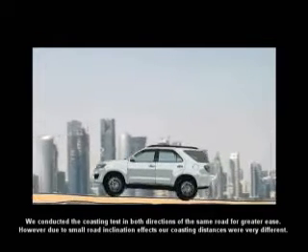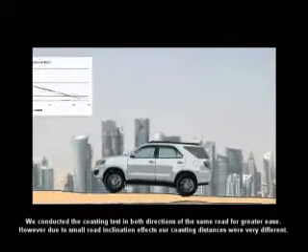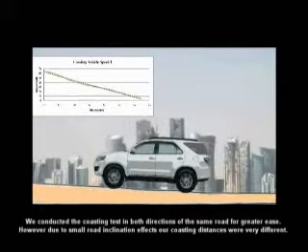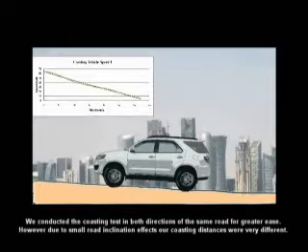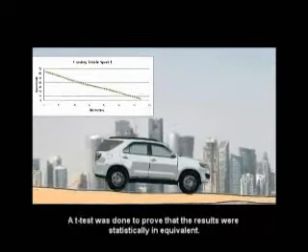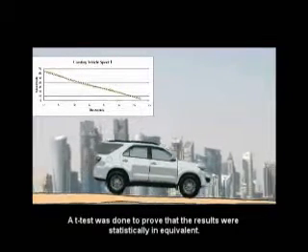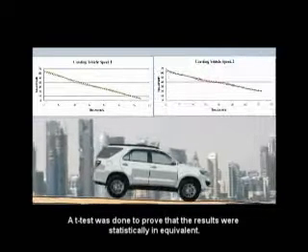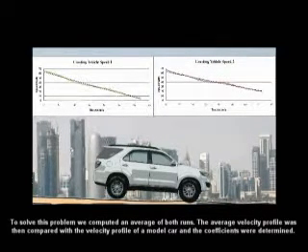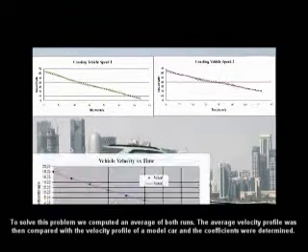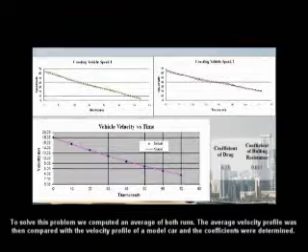We conducted the coasting test in both directions of the same road for greater ease. However, due to small road inclination effects, our coasting distances were very different. A t-test was done to prove that the results were statistically inequivalent. To solve this problem, we computed an average of both runs. The average velocity profile was then compared with the velocity profile of a model car, and the coefficients were then determined.